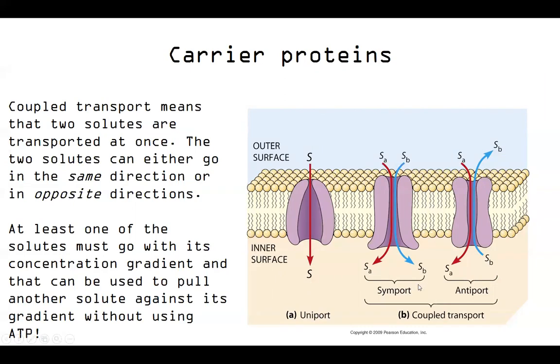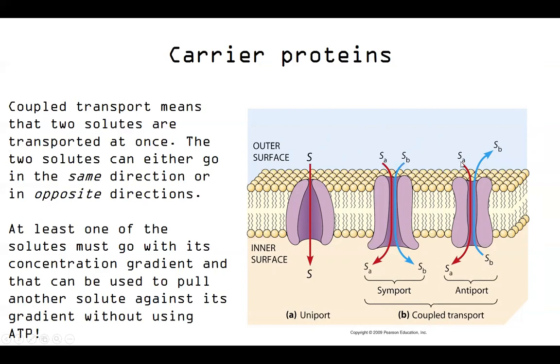Here on the right is where it gets interesting. We can actually move two molecules at once. And the trick here is that one of the molecules has to be going with its concentration gradient. And that sort of flow can be used to pull a second molecule along with it against its gradient without using ATP. So think about this like a raft being swept along in the river. If you have a river flowing in a certain direction, a raft can go with it, just being caught up in that flow, okay? So that's a kind of a good analogy for what we call symport. So a molecule very highly wanting to go in the direction of its concentration gradient, we can pull another molecule along with it. We're going to see some examples of coupled transport in just a little bit, but just keep that in mind for now.